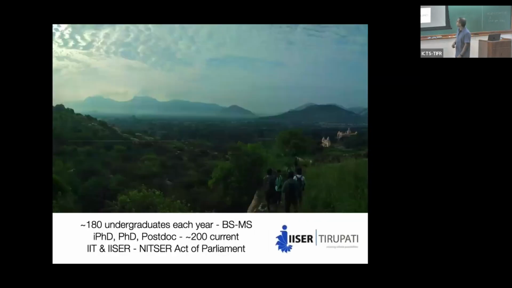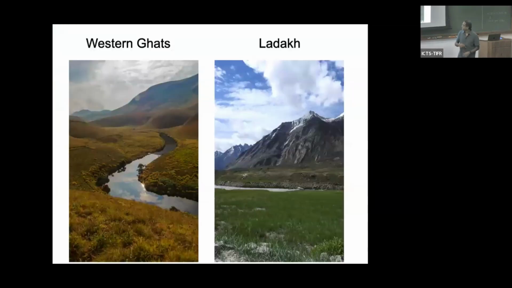I want to say that I'm from IISER Tirupati, which is a fairly new institution. We get about 200 undergraduates each year, which is what we call the BSMS, Integrated Masters Program. But we also have IPhD, PhD, and postdoc, about 200 or so. IISERs are just like the IITs, set up by an act of parliament and so on. So there's a lot of other kinds of research that happens here.